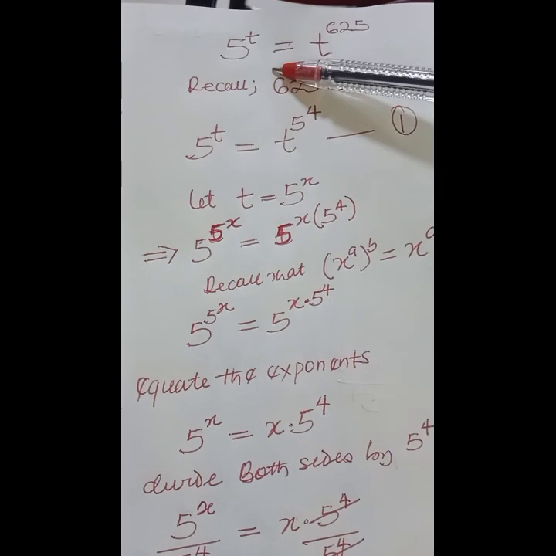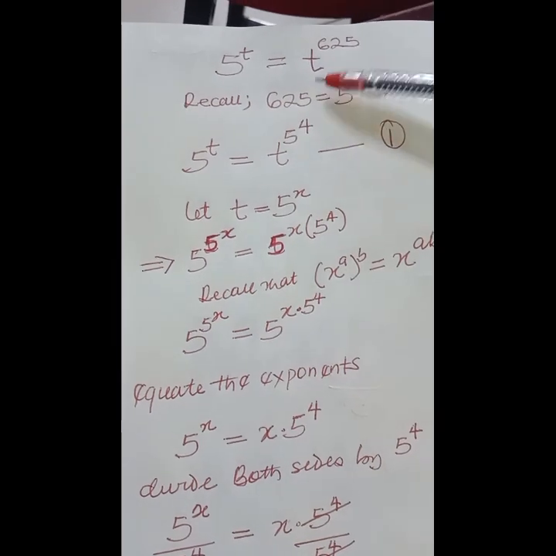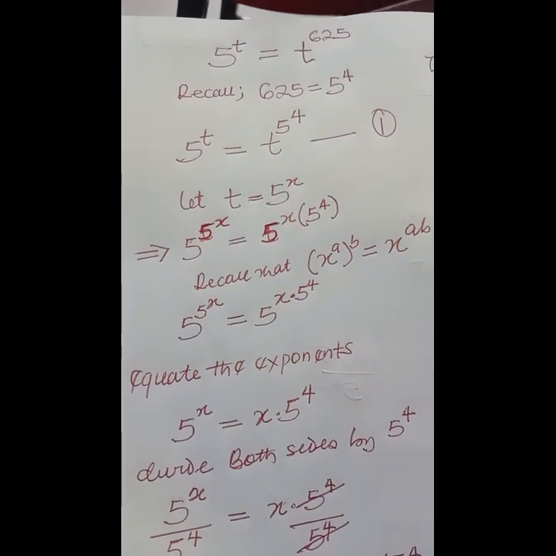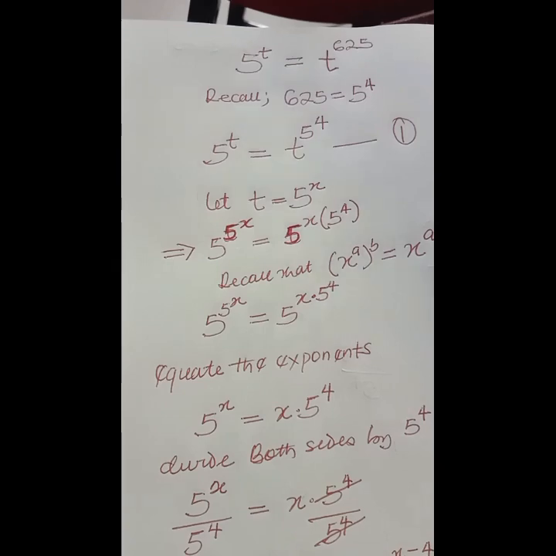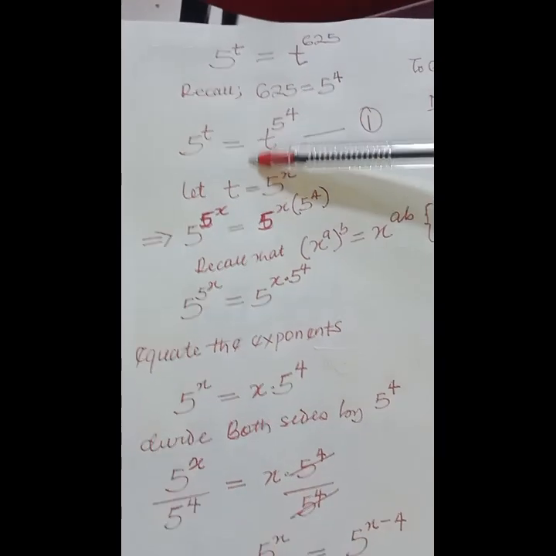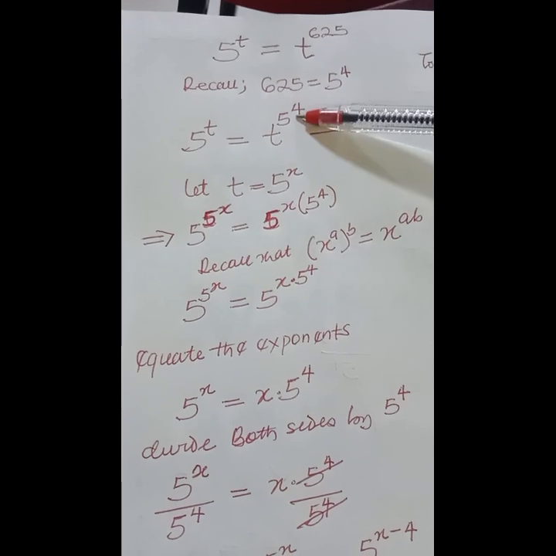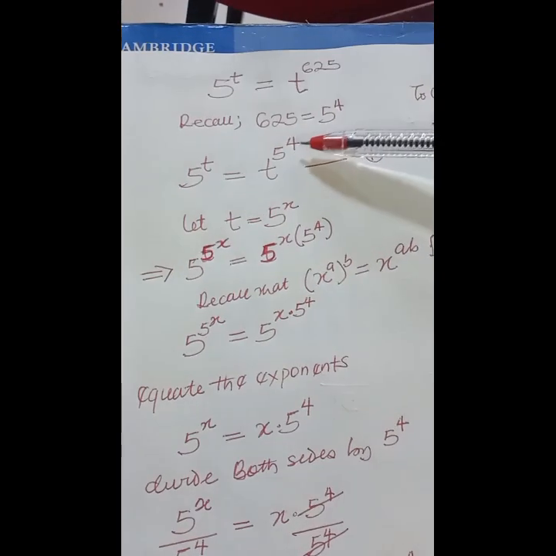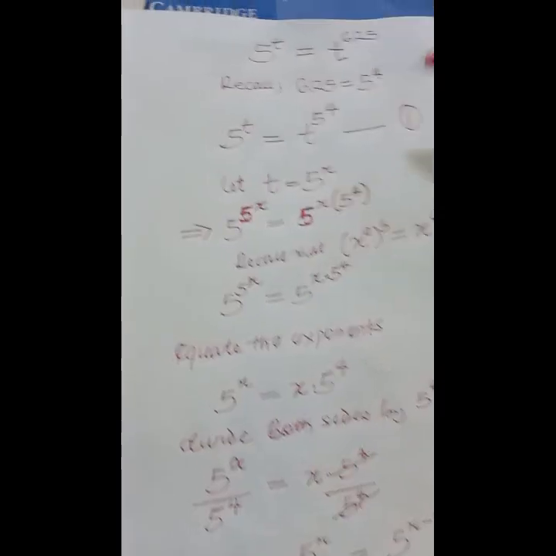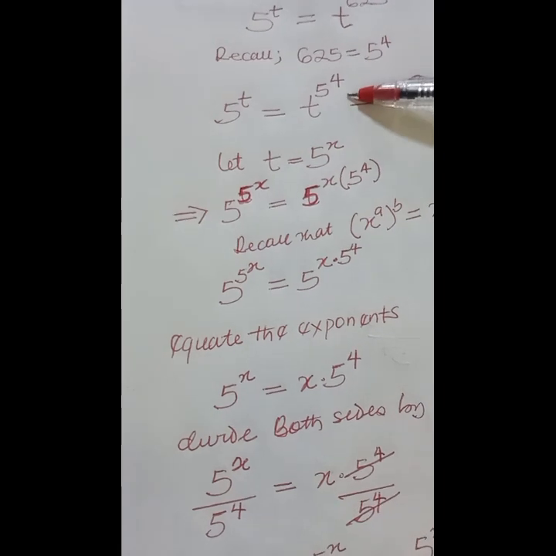So we have 5 raised to the power of t is equal to t raised to the power of 6 to 5. Now we can recall that 6 to 5 is the same thing as 5 raised to the power of 4, yeah? So we have 5 to the power of t is equal to t raised to the power of 5 raised to the power of 4. Now this is not difficult, so I don't want to see you running away.